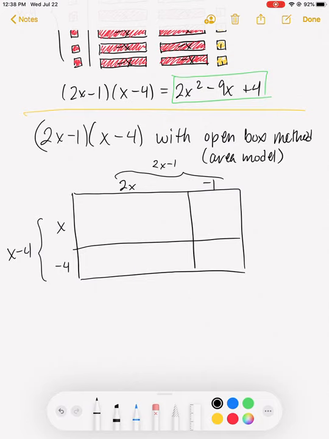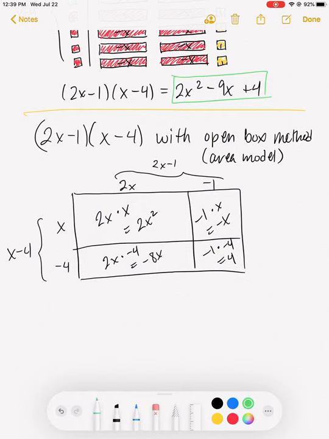So inside the first box is going to be 2x times x, which is 2x squared. We're going to do negative 1 times x, which is negative x. We're going to do 2x times negative 4 in this one, which will be minus 8x. And in this one, we're going to do negative 1 times negative 4 to give us positive 4. Okay, so we've done all the partial products in this open box format.